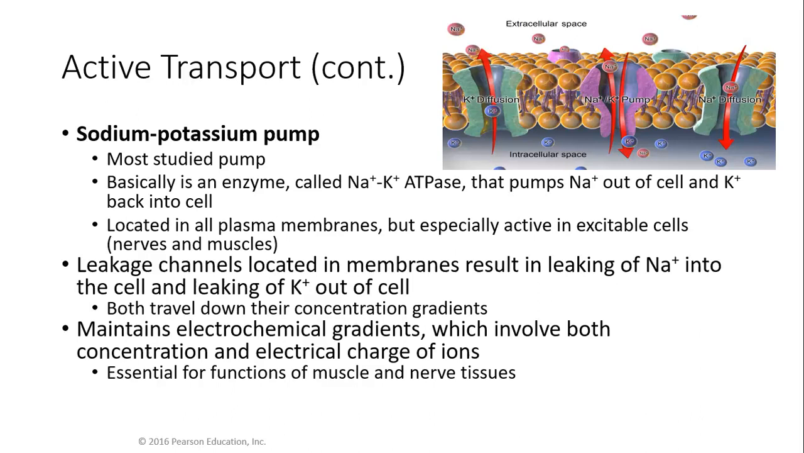All right, and what happens is you end up with an overall net negative charge inside of the cell when it's at a resting membrane potential. Overall net negative inside the cell, and overall net positive outside the cell. Okay, so you have that electrochemical gradient, negative inside of the cell, positive outside of the cell.